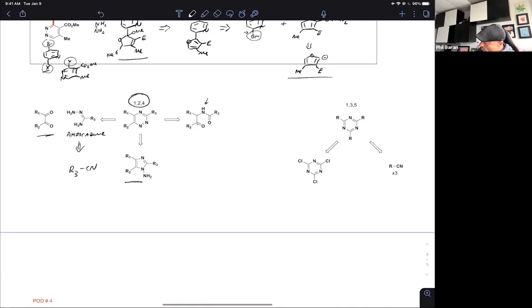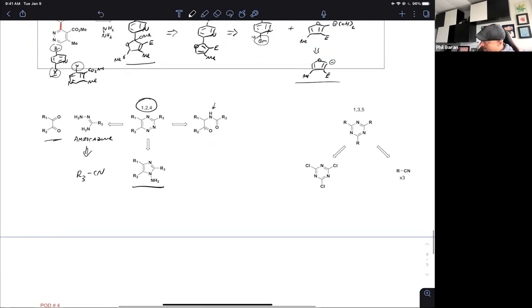And then finally, ring expansion. The mechanism of this ring expansion we'll cover in problem of the day number 4. Hopefully someone's ready for us for that. So those are the three kinds of thought processes when you're thinking about making these 1,2,4 triazines, which you do encounter quite often. And they can be some of your most vexing consulting problems.